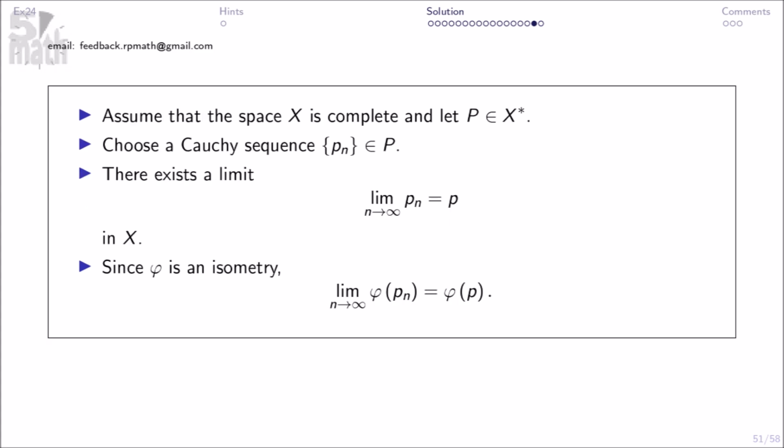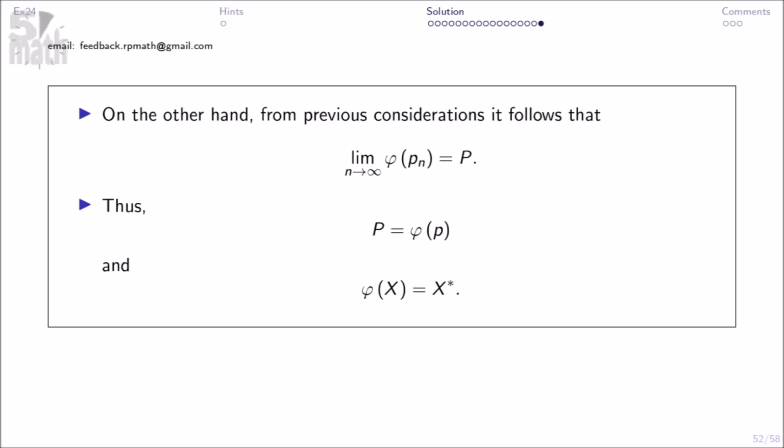Assume that the space X is complete and let big P in X star. Choose a Cauchy sequence small pn in big P. There exists a limit here in X. Since phi is an isometry, we have the following. On the other hand, from previous considerations, it follows that this. Thus, this and that.